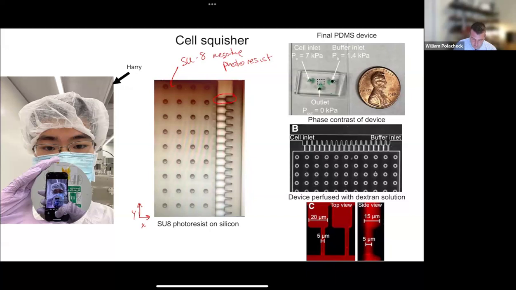So actually, if we look in the cross-sectional dimension, the channel not only constricts down in the XY direction, the XY plane, like I showed before, but if I look in, let's say, the XZ plane, then I also have a constriction that makes sure that the cells are being forced through an area that's 5 microns in both key directions.